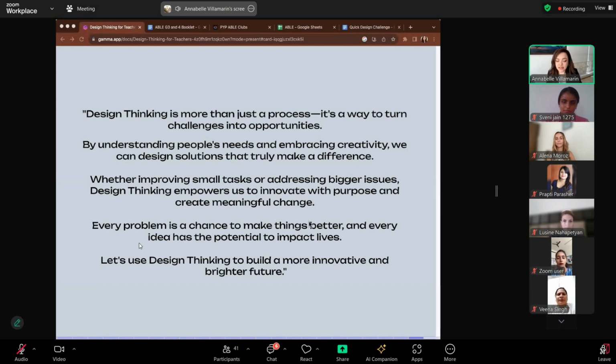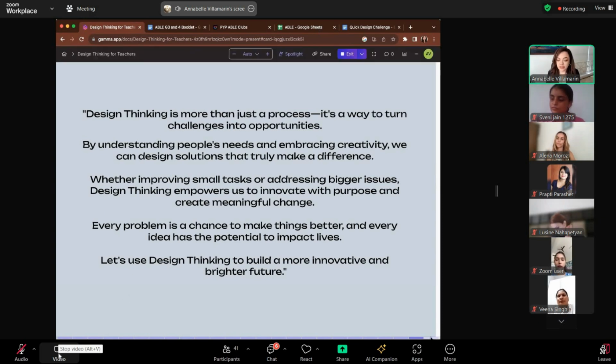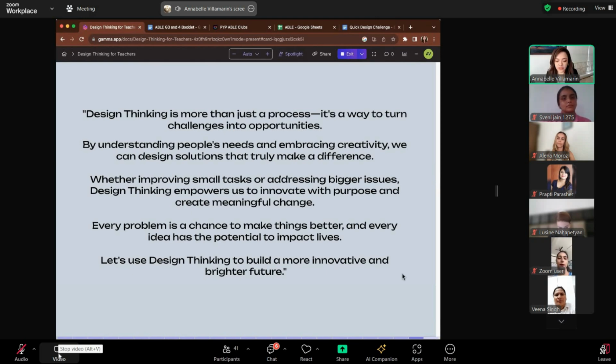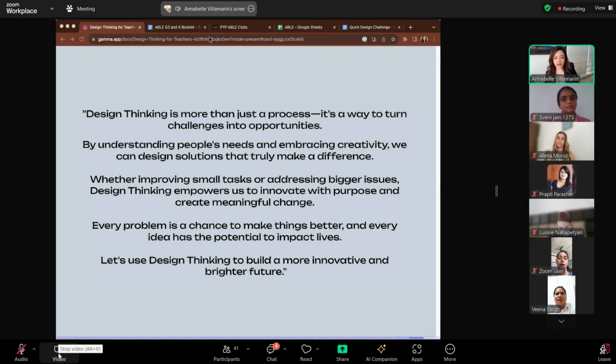But really, design thinking is more than just a process. It's a way to turn challenges into opportunities. But for me, it's really about teaching the children to be caring individuals, really focusing not on themselves, but on other people, embrace creativity, and they can design solutions that can truly make a difference. It is important for us teachers to think about the brighter future ahead. And I do hope that I am able to somehow enlighten you a little bit with where to start to achieve that. The reference to the presentation that we have today is also on the final slide.